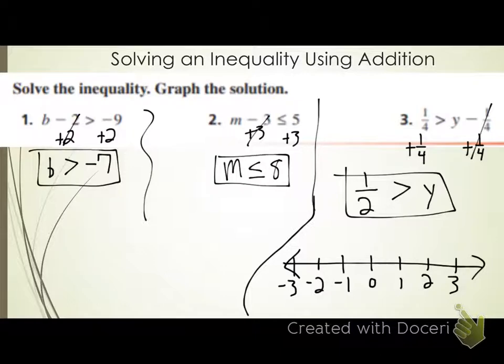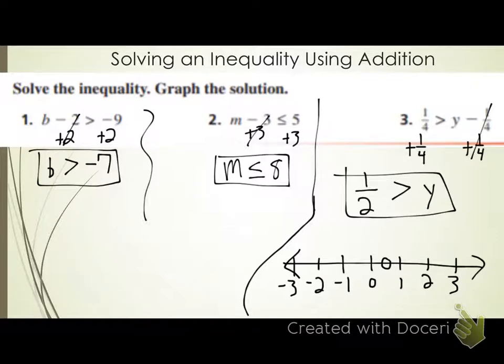Okay, where's my circle going to go? Well, what number? 1/2, it's going to the left. So what number is that? 0.5, or 1/2, right? Which is halfway between what? 0 and 1. Very good. Is it an open or closed circle? Open. There's no line underneath my inequality symbol. So I have an open circle halfway between 0 and 1. Does everyone see that?